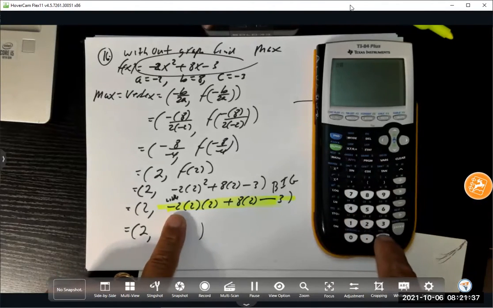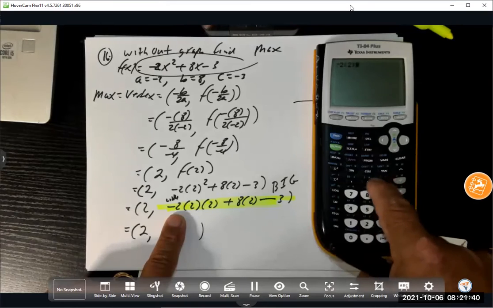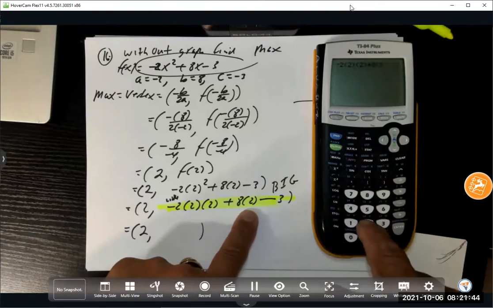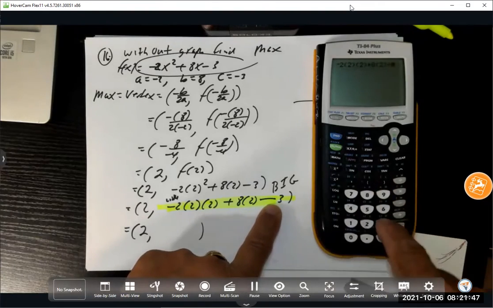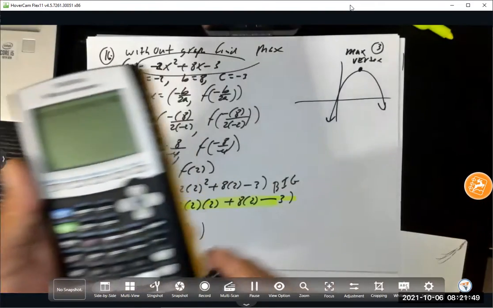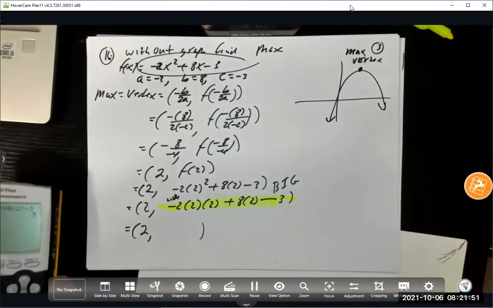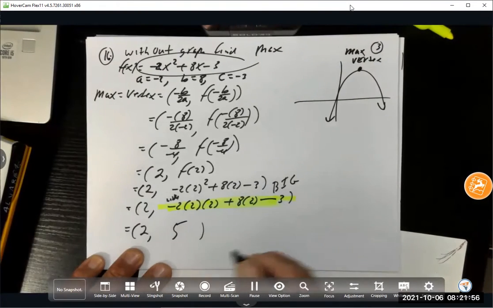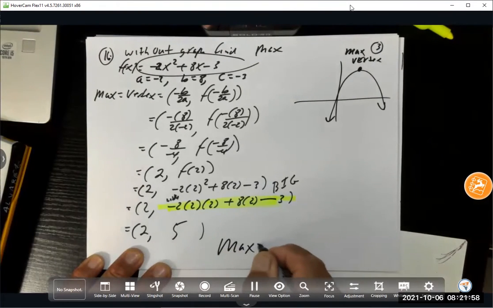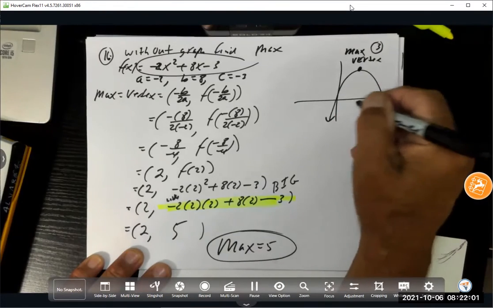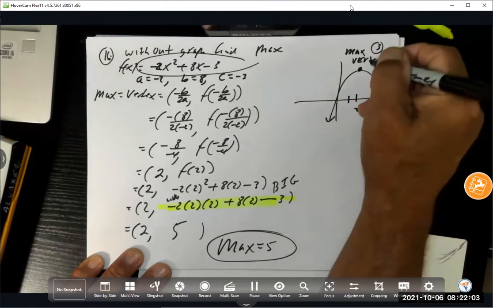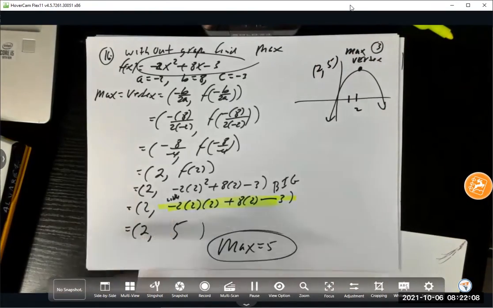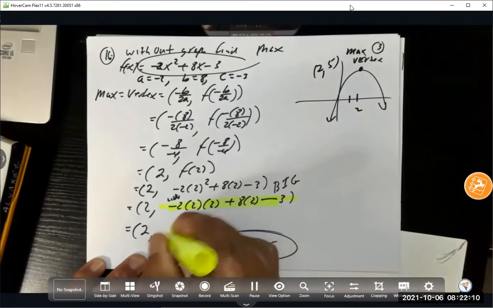So you press little minus sign 2, parentheses 2, parentheses 2, plus 8, parentheses 2, big minus sign 3. Tell me what you get. I got 5. That's the correct answer, so the max is 5. It goes up at 2 and hits 5, so the point is really 2, 5. You could draw the picture, but you don't have to.